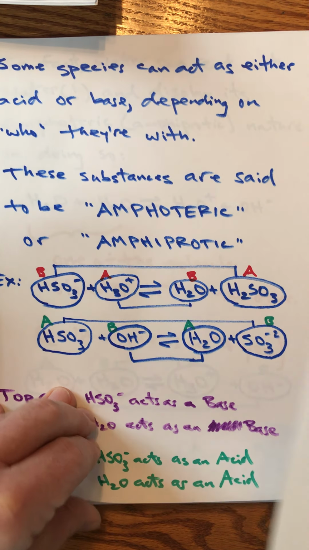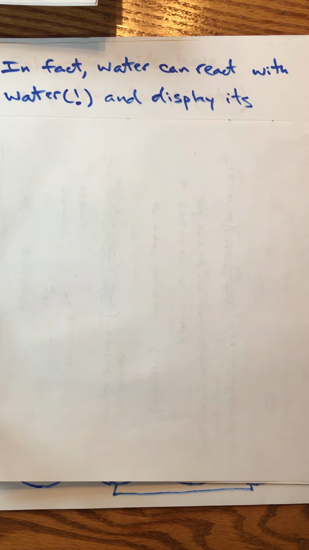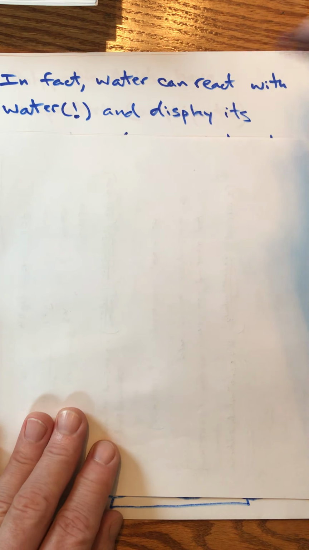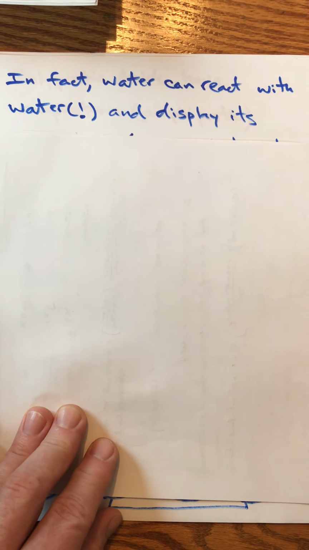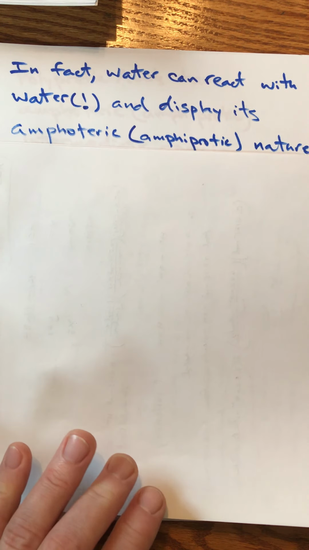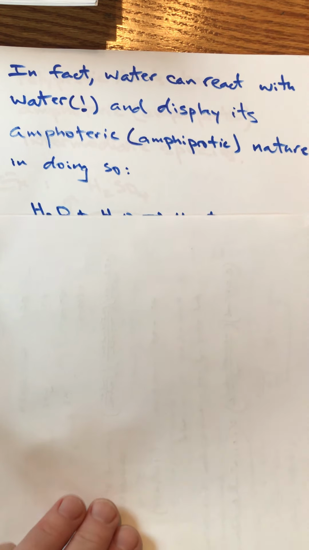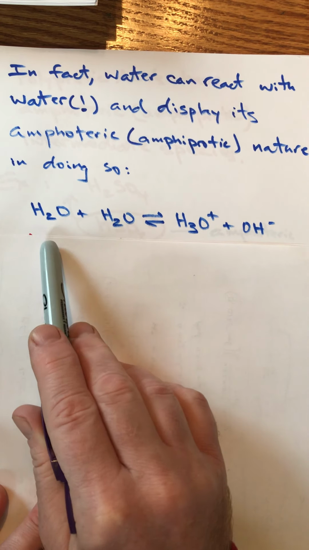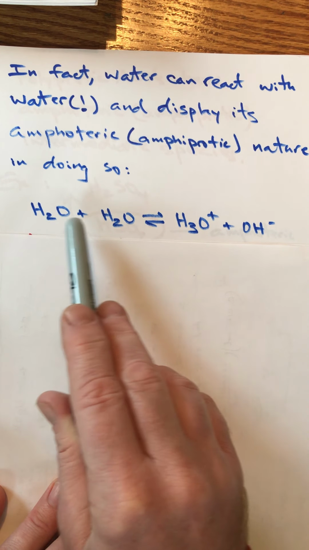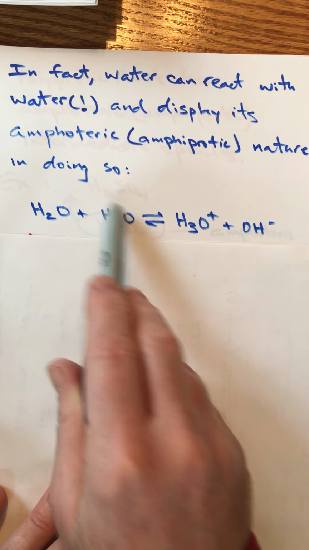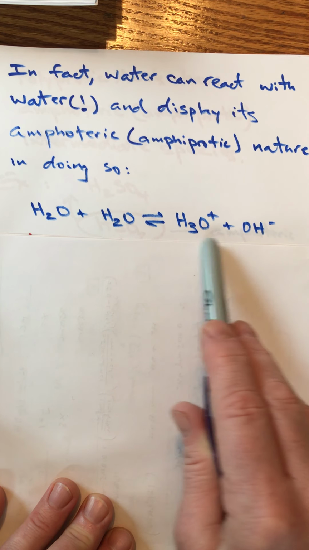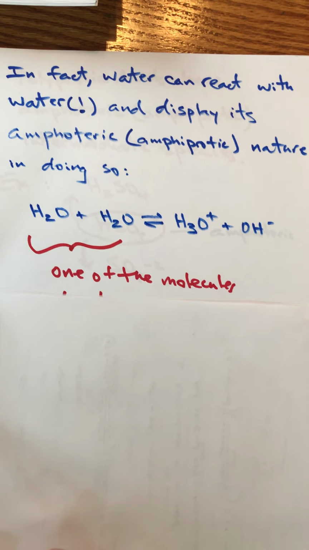All right. In fact, water is notoriously amphoteric. Water can react with water. Sounds crazy, but water can display its amphoteric or amphiprotic properties when it reacts with itself. Water plus water, I can transfer one of these protons to the other water. It doesn't matter which way you go. I'm going to end up with H3O positive and OH minus.